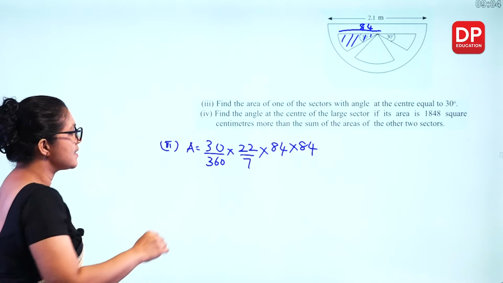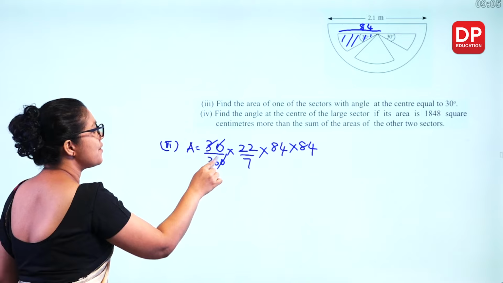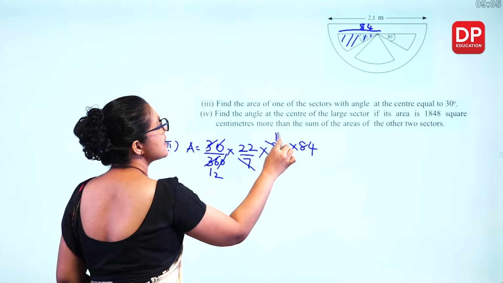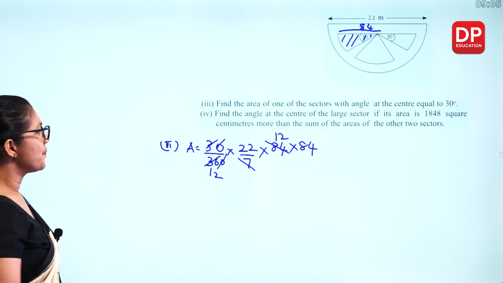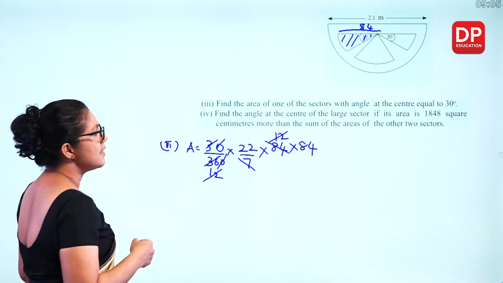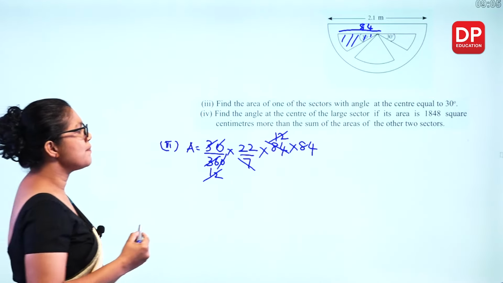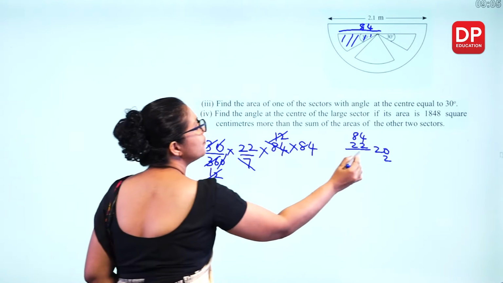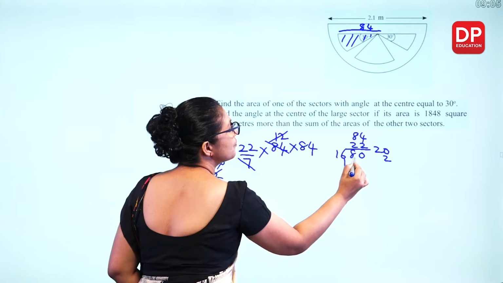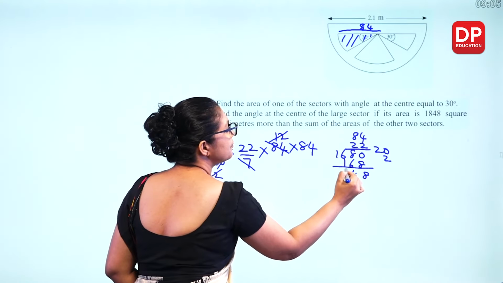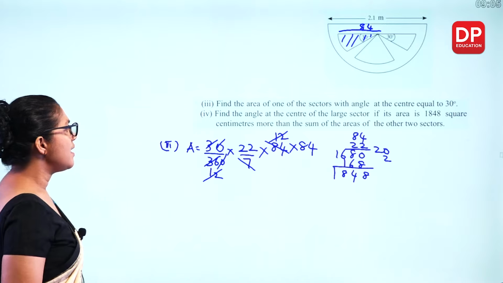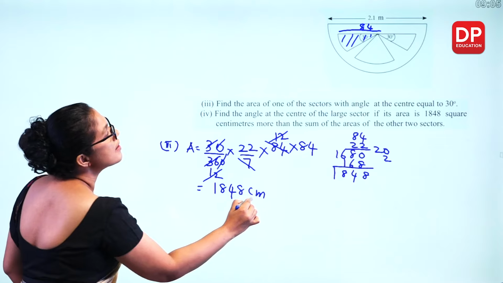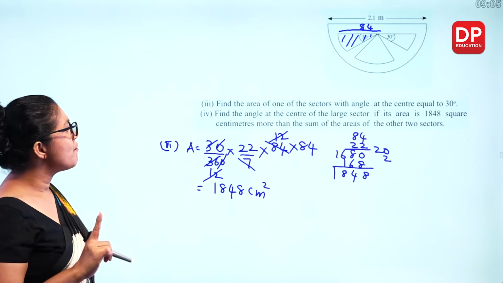So how can we simplify this? 0 get cancelled out, divide by 3, you get 12. And here when you divide this by 7, you get 12. 12 times 7, 84. And here this 12 and this 12 get cancelled out. So you need 84 times 22. So 84 times 22 multiplied by 20 and 2, you get 1848. What's the unit? Square centimeter. So that's area of one sector.